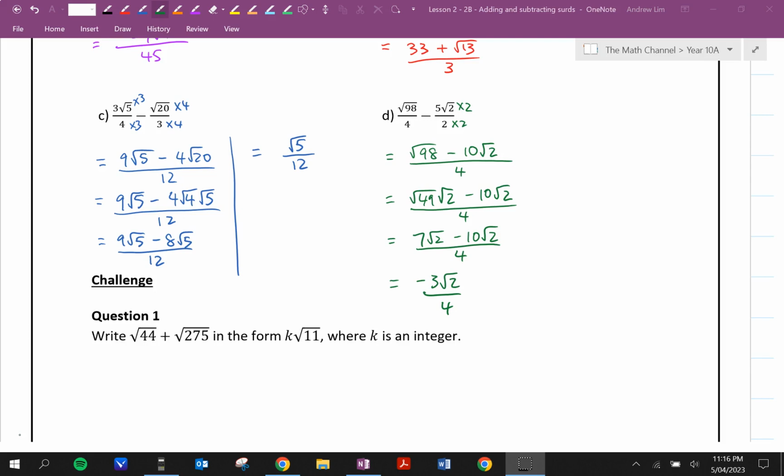So we get 9 root 5 minus 4 root 20. Now this root 20 we can split into root 4 root 5. And 4 times root 4 is 2, so 4 times 2 is 8, and that's how we get that 8. Okay, so 8 root 5. 9 root 5 minus 8 root 5 is just root 5 over 12.